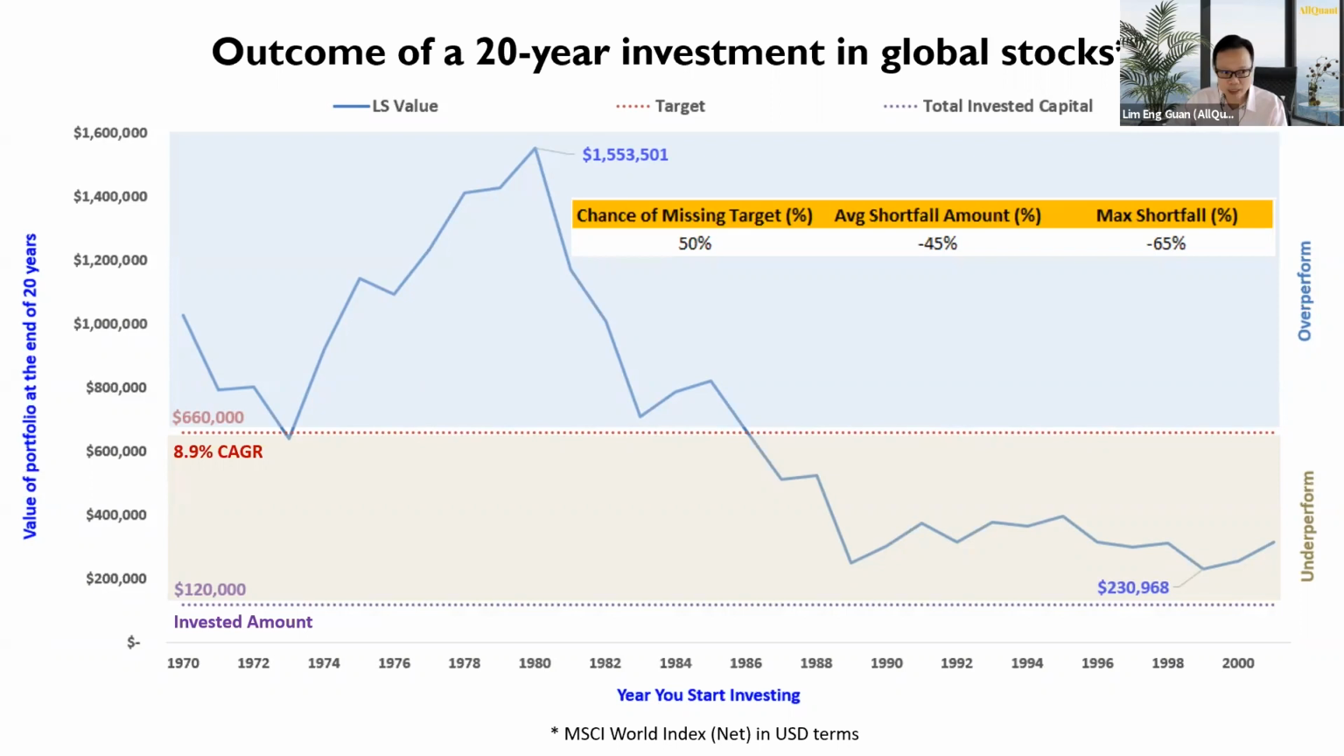Okay, and your chance or probability of missing your target of $660,000 is not trivial. As much as 50% of the outcomes here actually miss the target. And the average shortfall we're talking about is minus 45%, with as high as minus 65%. So a shortfall of 65% means that you only hit like 1/3 of your target. And when that happens, what can you possibly do? Are you going to hold your investments for another 20 years? So a high level of uncertainty is capable of seriously derailing your plans.